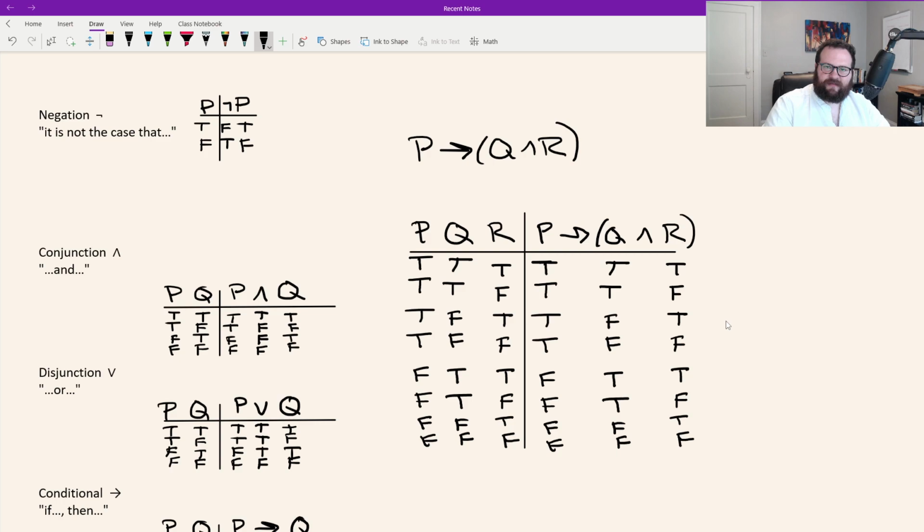Okay, we want to solve parentheses first. So we want to solve Q and R first. Again, conjunction is only ever true if both sides are true. So let's go ahead and label these rows: 1, 2, 3, 4, 5, 6, 7, and 8. On row 1, it has to be true. On row 2, it's false because R is false. False on row 3, false on row 4, true on row 5, and then false every other row.